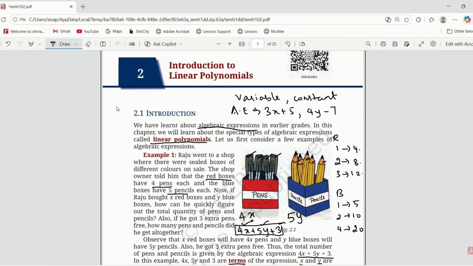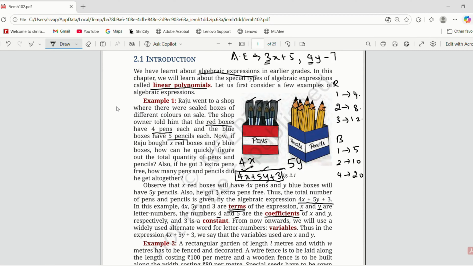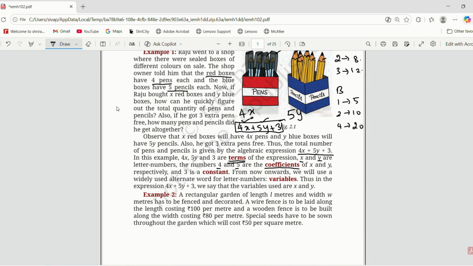Here we are having 3 as a value in front of x. So this is called the coefficient of x. Here in front of y we are having 4, so 4 is the coefficient of y. So wherever we are having a variable, the number which is there in front of the variable is called a coefficient.